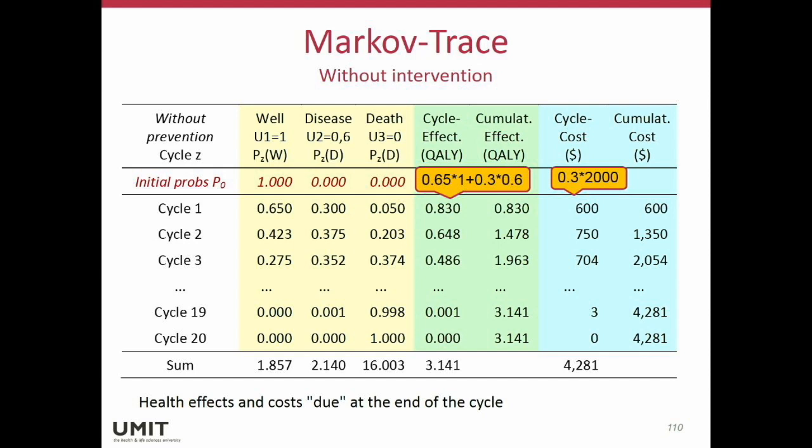for this one cycle. And in the next cycle, again, I need to look at what is the percentage of people being in the diseased health state. And this percentage in cycle 2 is 0.375, times 2,000 gives us the $750.